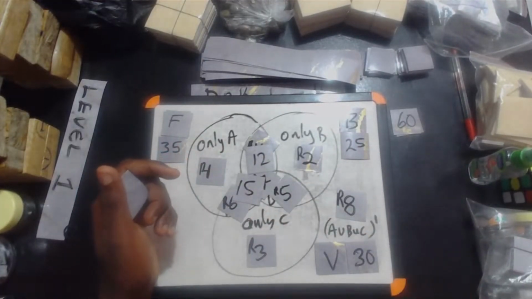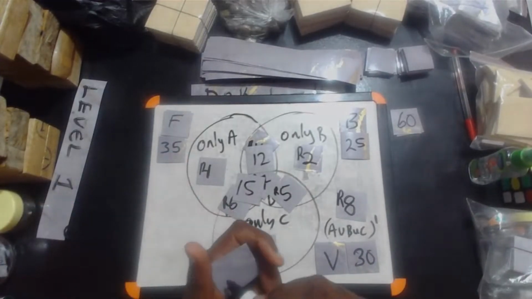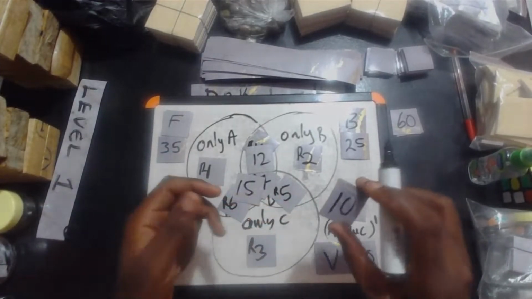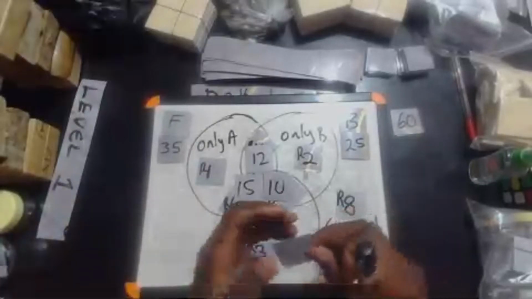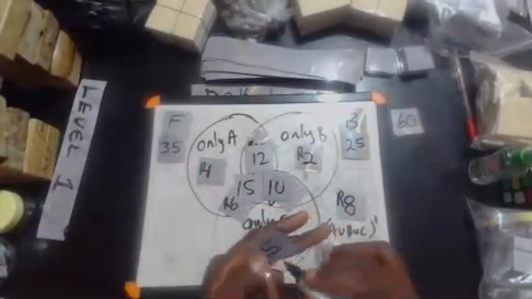And then finally, 10 like volleyball and basketball. So 10 like volleyball and basketball. So now the final is that 5 like all three.